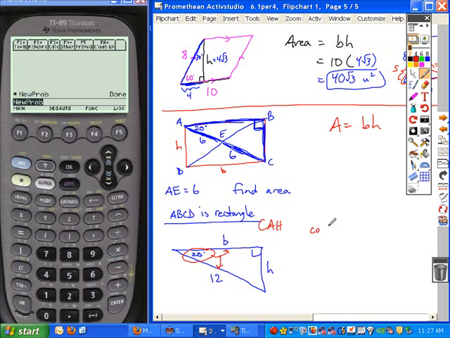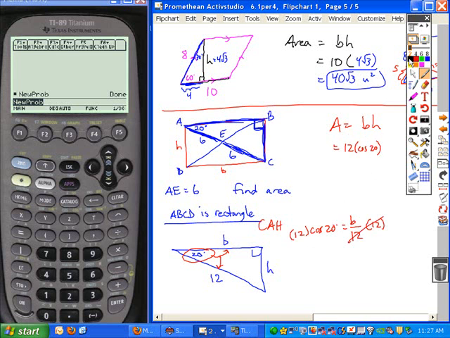Cosine. So you could say that the cosine of 20 degrees is equal to adjacent B over hypotenuse 12. And so really, here is your base. Your base is just 12 times the cosine of 20.